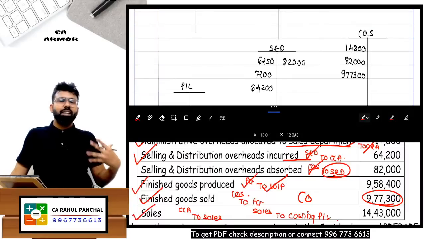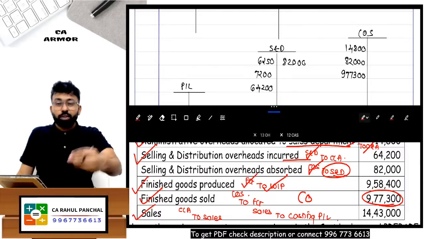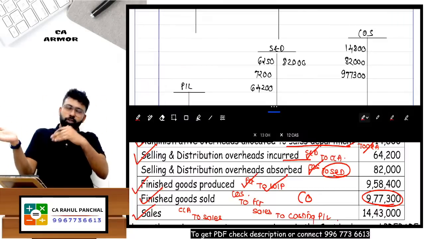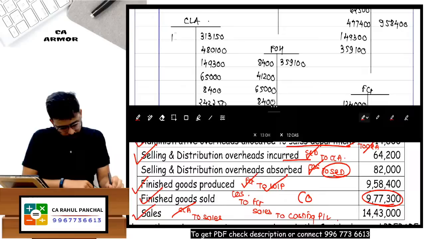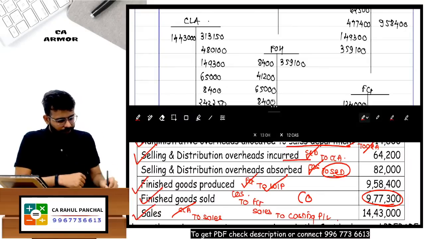Okay. Now sales. When you say sales, the debtor account is not there, so it is to CLA to sales. First the CLA debit side, 14,43,000, whatever the value is. And then sales credit side.